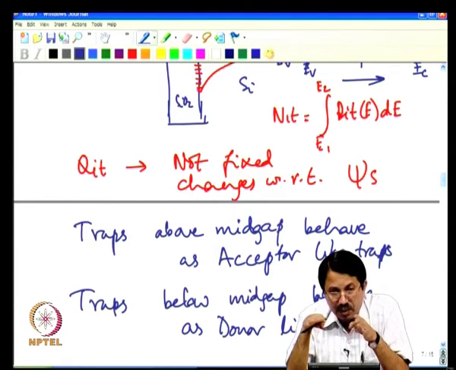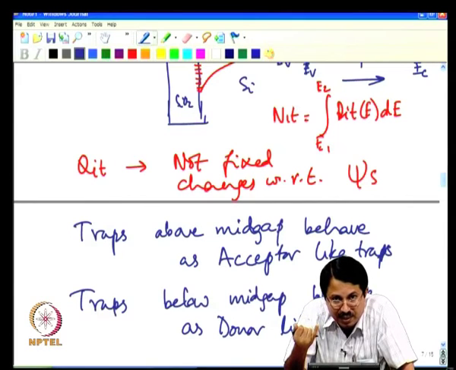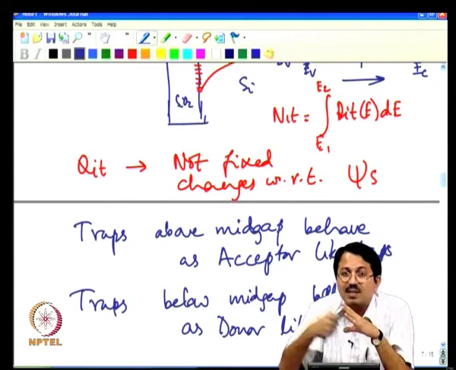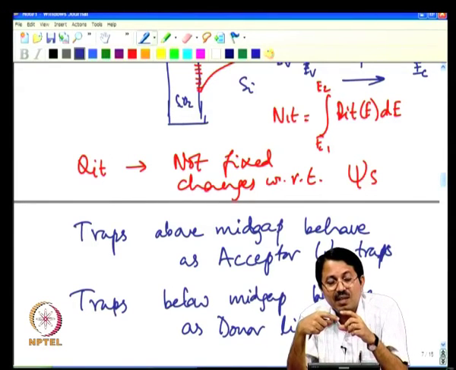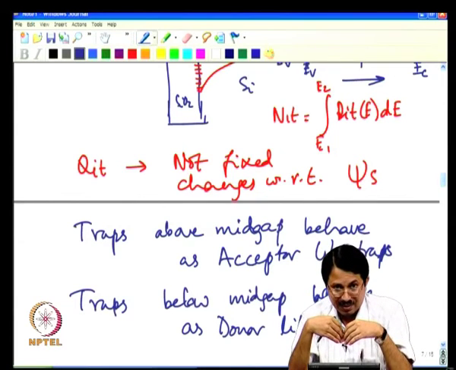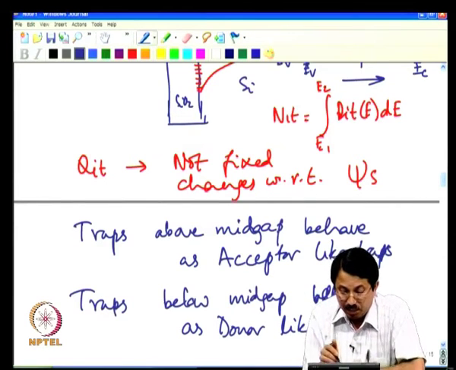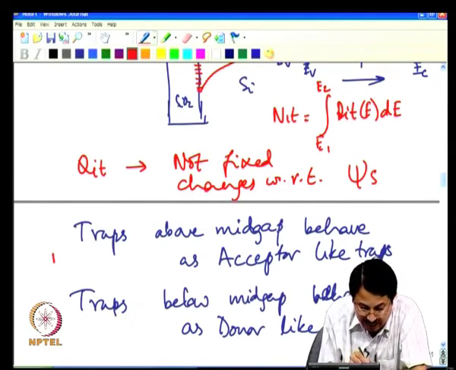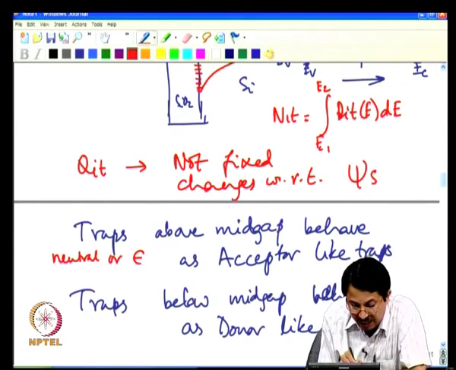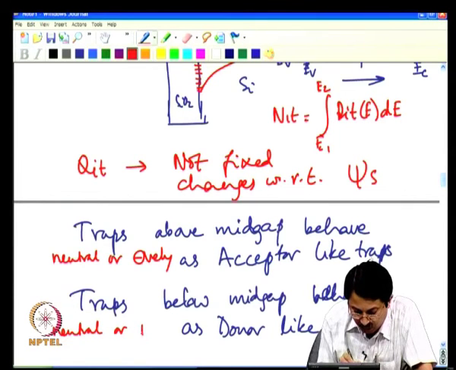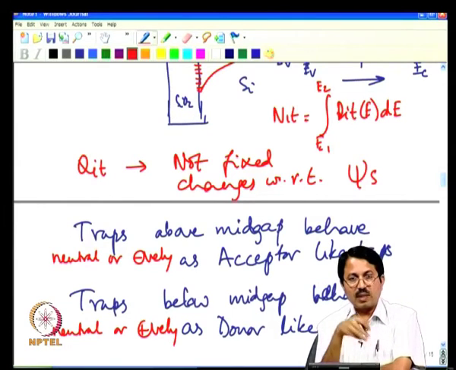Okay, that doesn't happen. In other words, let's consider an arsenic atom. An arsenic atom can either be neutral, or when it donates an electron it becomes positive, but it can't become negative. Right, because when it has all the electrons filled, it doesn't have any tendency to get an extra electron, you see. So an arsenic atom in silicon can either be positively charged or neutral. Similarly, a boron atom in silicon can either be neutral or negatively charged, correct, but it cannot be positively charged. So the meaning of this is that if it is an acceptor like trap, it can either be neutral or it can be negatively charged. Okay, if it is donor like, it can be either neutral or positively charged. So that is how these states behave.